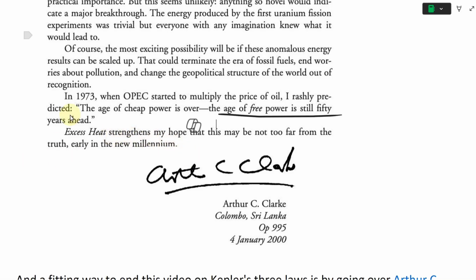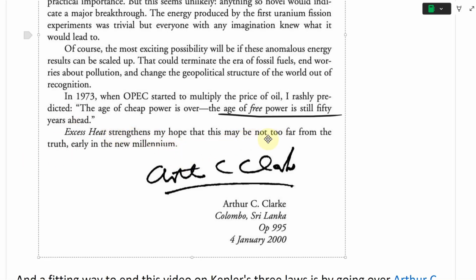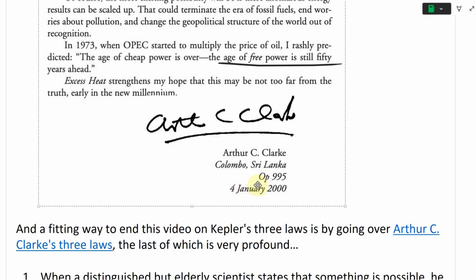Excess Heat strengthens my hope this may not be too far from the truth early in the new millennium. Arthur C. Clarke, Colombo, Sri Lanka, and that's his address for January 2000.